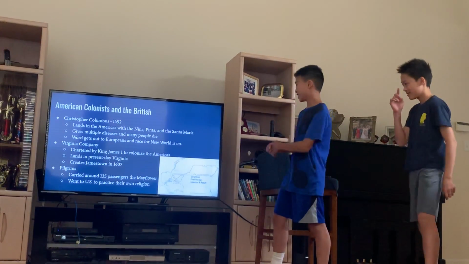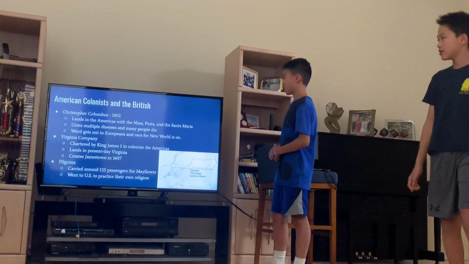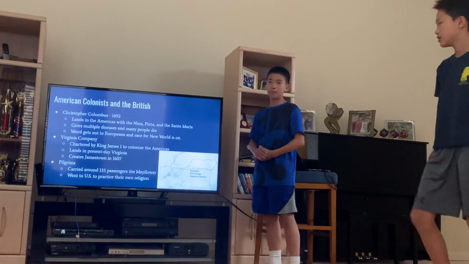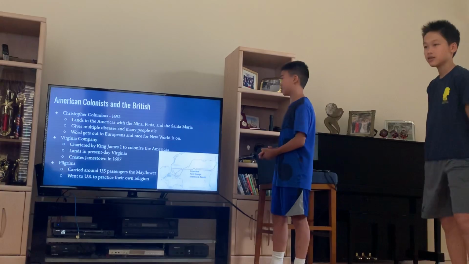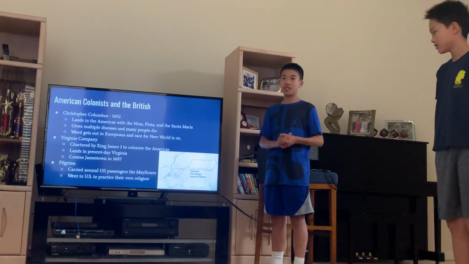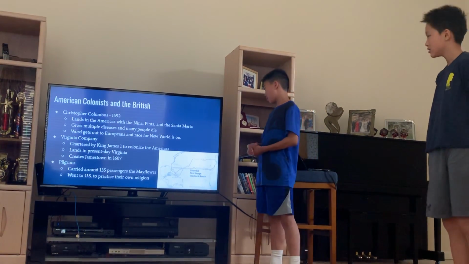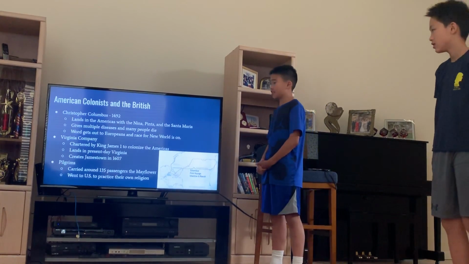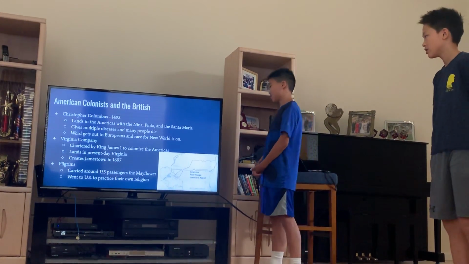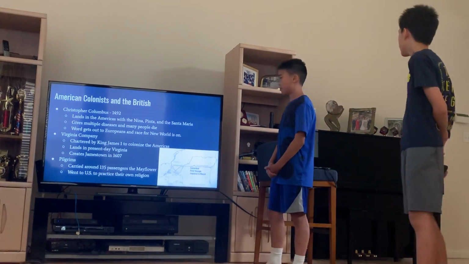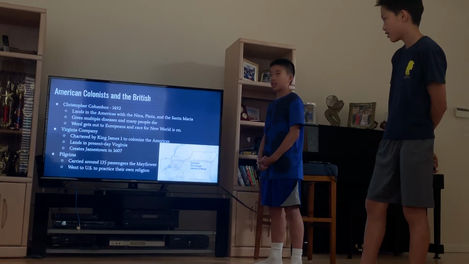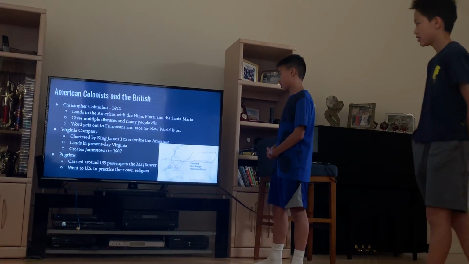So, the American colonists and the British. As most of you know, Christopher Columbus sailed across the Atlantic Ocean in 1492 and lands in the Americas with the Nina, Pinta, and Santa Maria. And they gave the natives multiple diseases and many people died. And word gets out to the Europeans that the race for the New World is on.